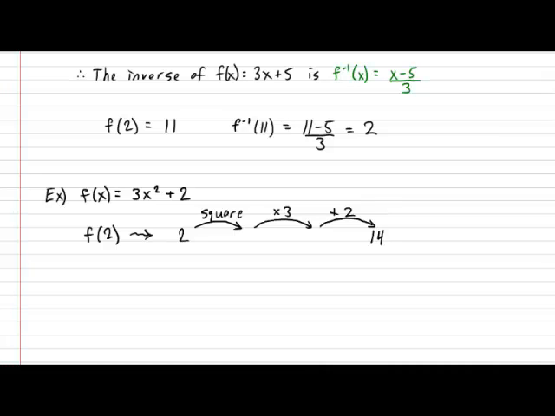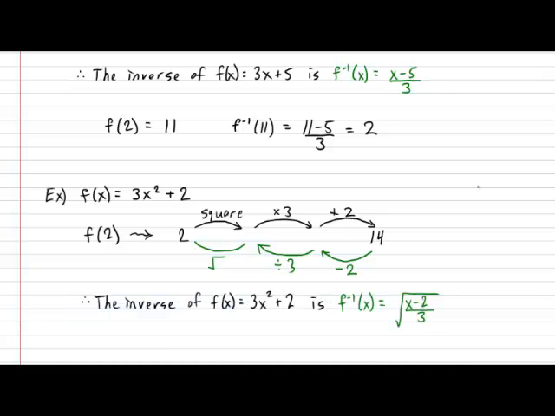Now, the inverse is basically reversing all the steps. So the reversal is simply, first we have to subtract by 2. Then we have to divide by 3, and then we have to square root it. This will lead us to conclude the following. The inverse of 3x squared plus 2 is the square root of x minus 2 divided by 3.